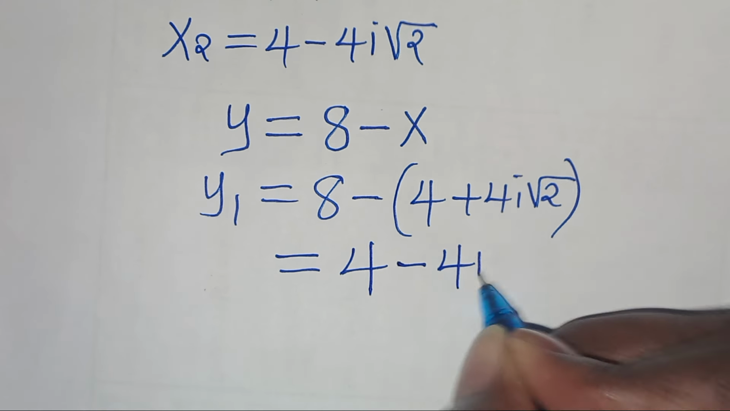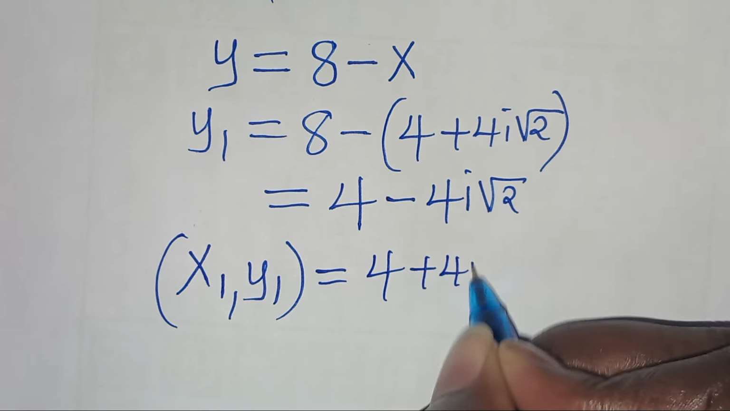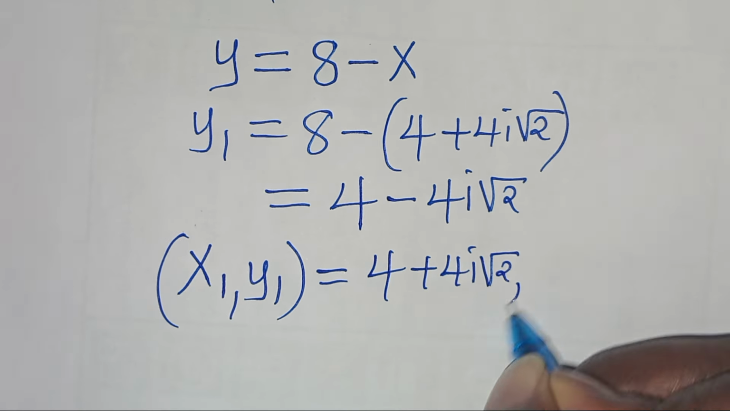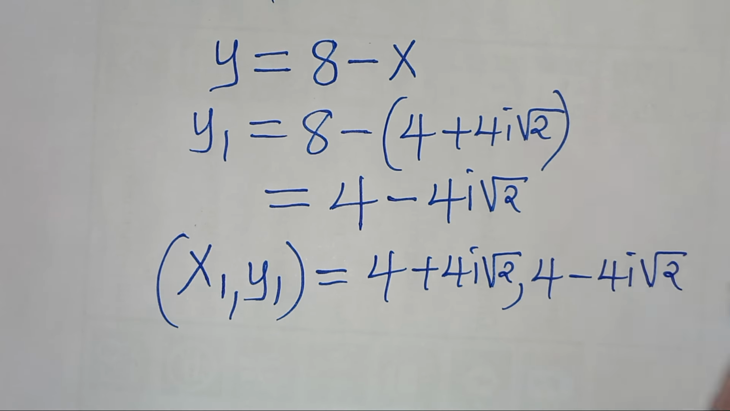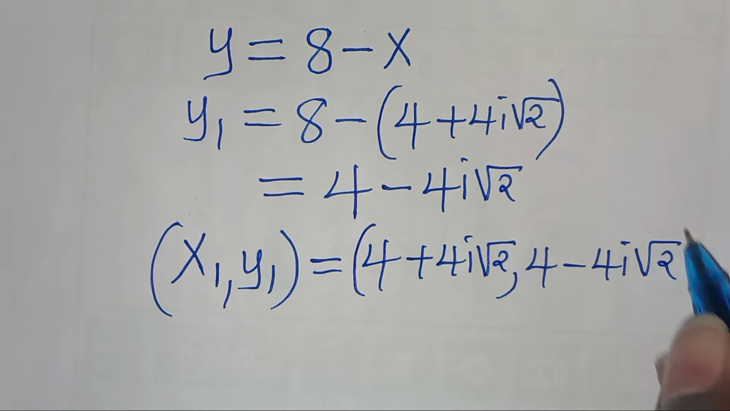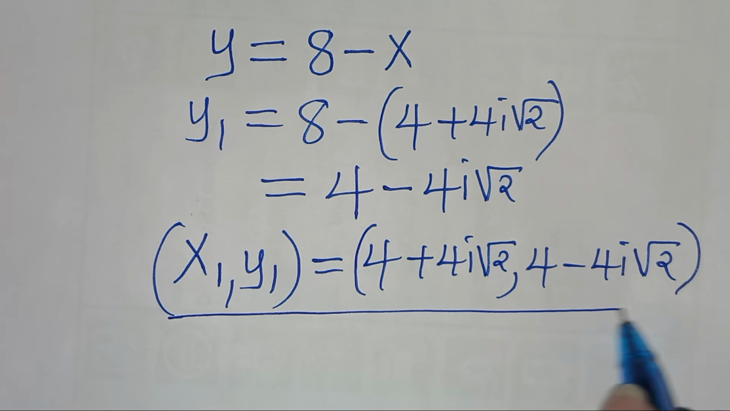So now we have the first set of solution here, x1 comma y1, this is equal to 4 plus 4i square root of 2 comma 4 minus 4i square root of 2. So this is the first set of solution that we have.